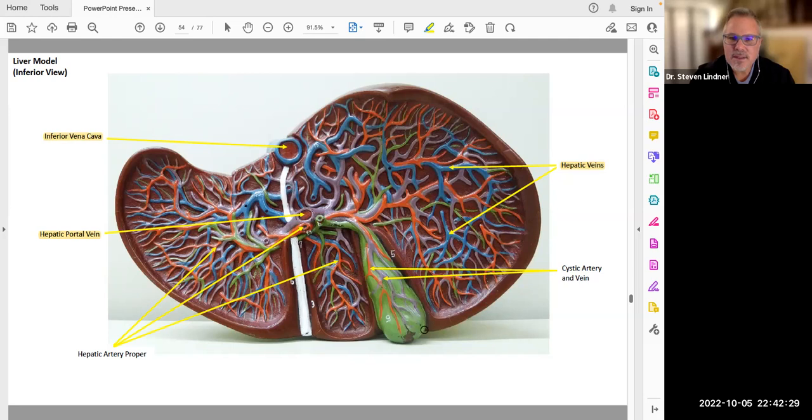Okay, the green is the gallbladder. The gallbladder has a cystic artery and a cystic vein.